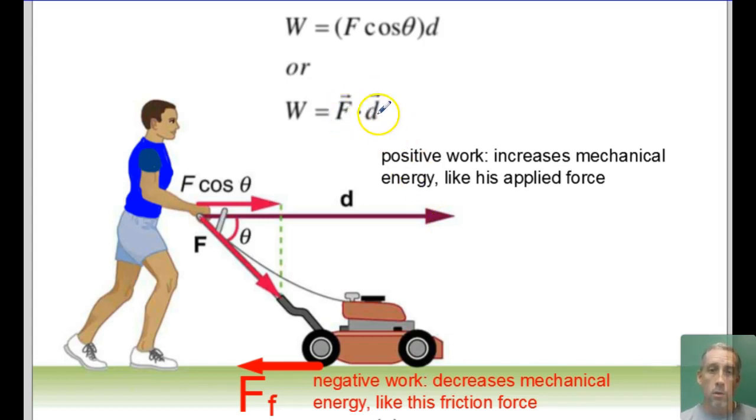This is a Newton times a meter, which is equivalent to a joule, which makes sense because if you're going to use work to calculate the change in the energy of something, you obviously have to have equivalent units.